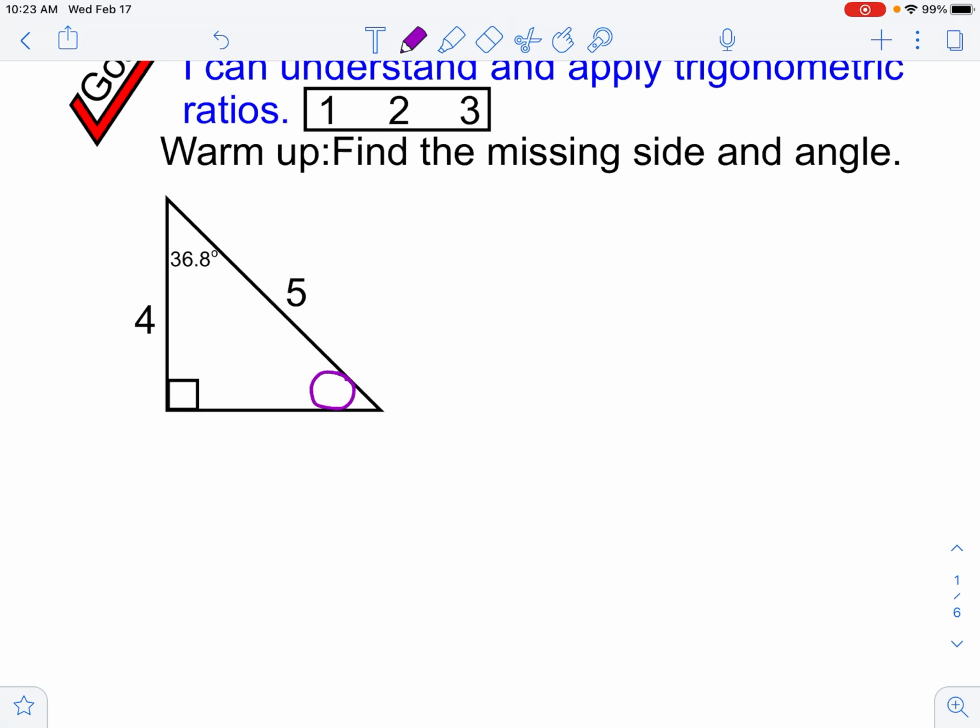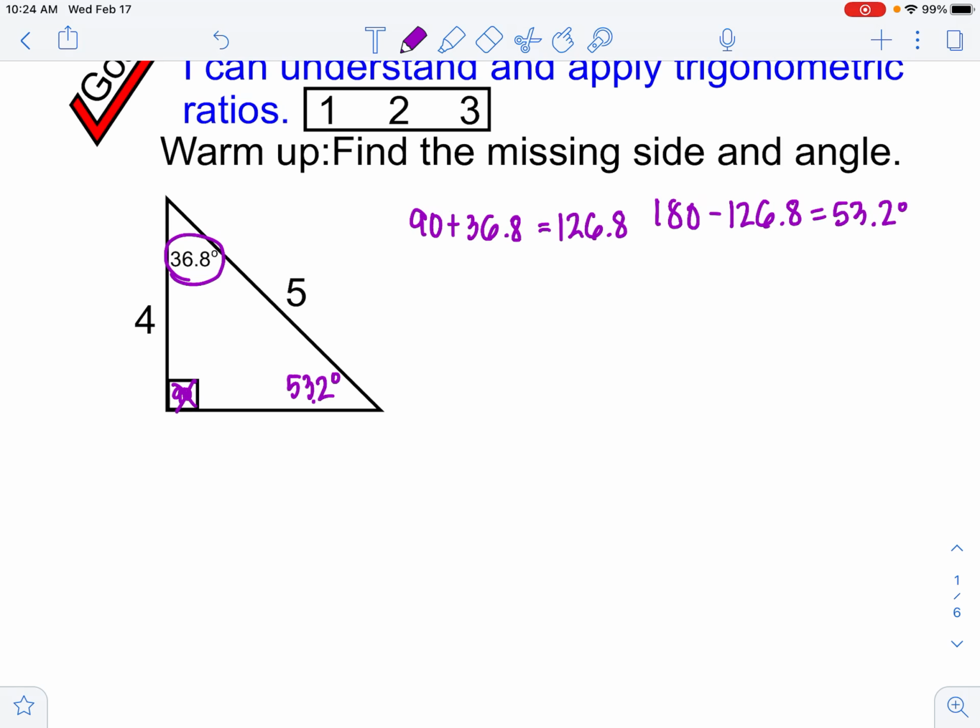Go ahead and pause the video and try it yourself. Okay, so I'll start with this angle right here. I already know this is 90, so I can do 90 plus 36.8. That's going to give me 126.8. And then I can do 180 minus 126.8, and that's going to give me 53.2 degrees. So I know this angle is 53.2 degrees.